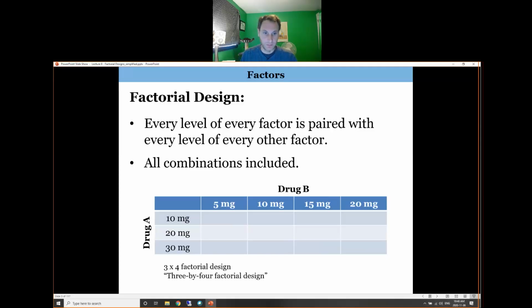So the numbers represent the number of levels that we have, and we know that it's a two-factor design because it's 3x4. If it were a three-factor design, it would be 3x4x2 or something. There would be more by statements there. So the 3x4 indicates that you have a factor with three levels, fully crossed with a factor with four levels.